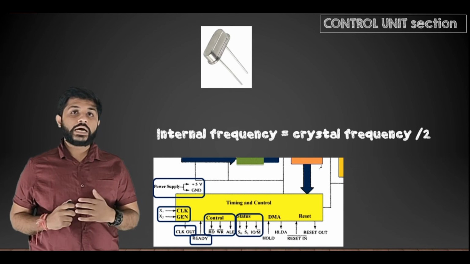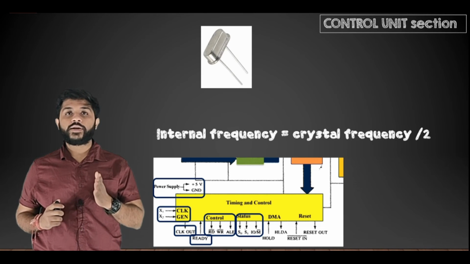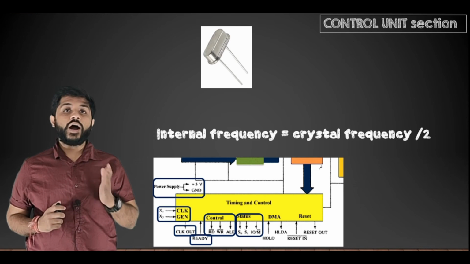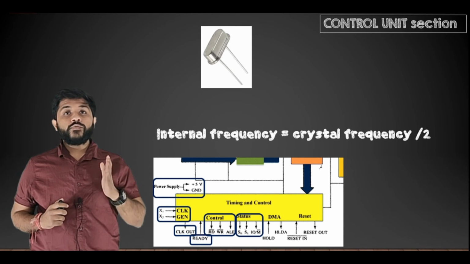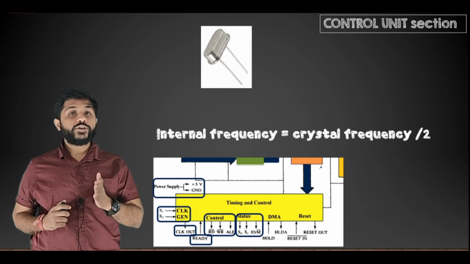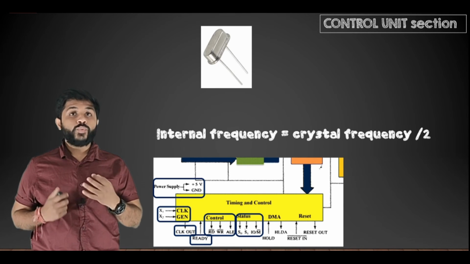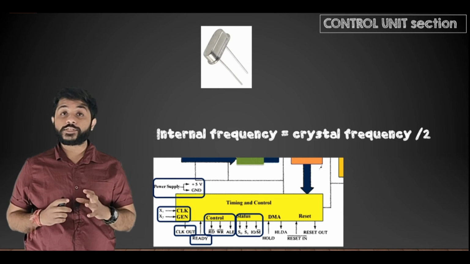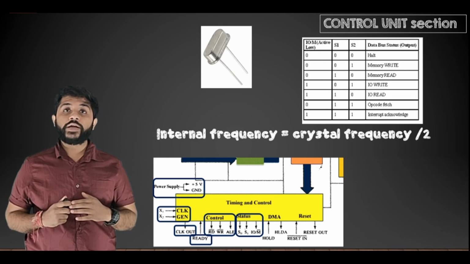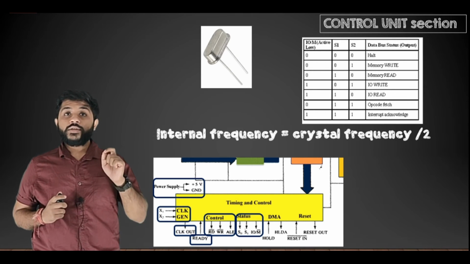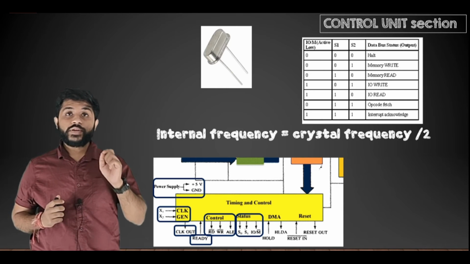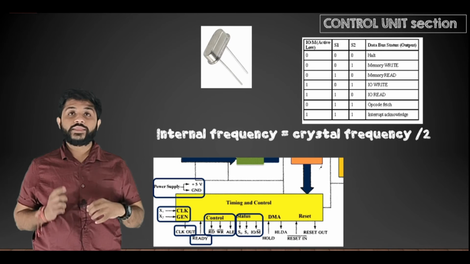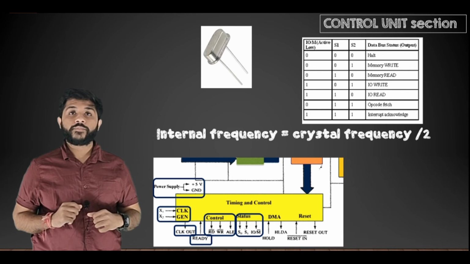Now the next pins are the status pins, which are S0, S1 and IO/M bar. You can see that these pins are output pins. From the S0, S1 and IO/M bar pins, we can understand what process is happening inside the microprocessor. So from the combination of S0, S1 and IO/M bar, from the status of these pins, we can understand what process is happening in the microprocessor, and that you can see in the table.